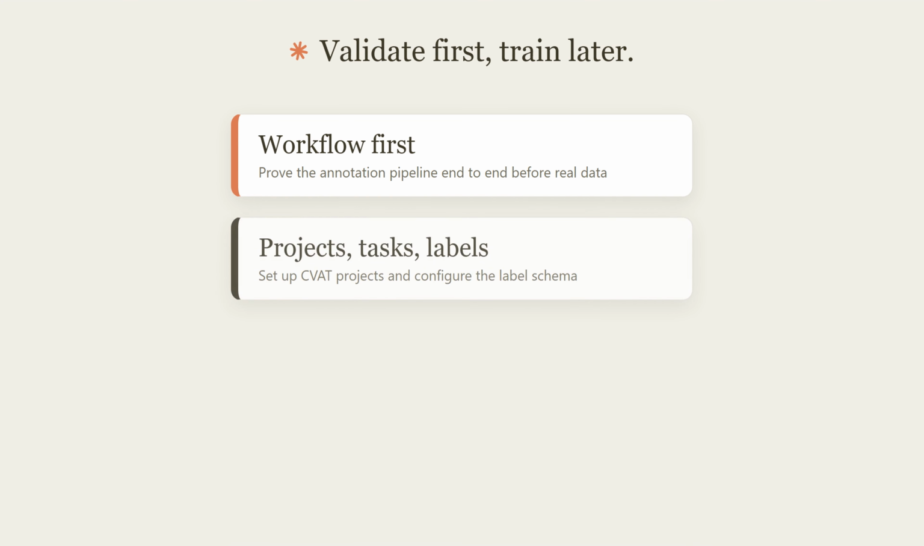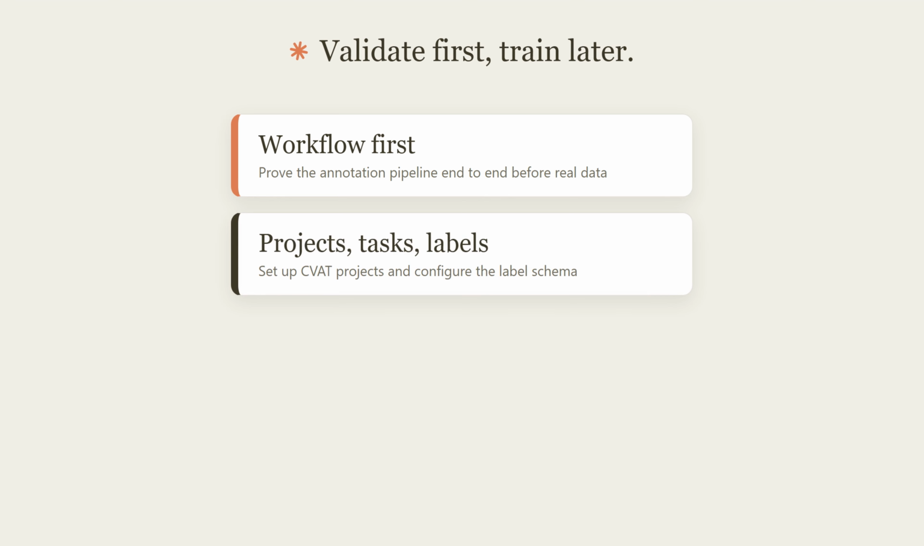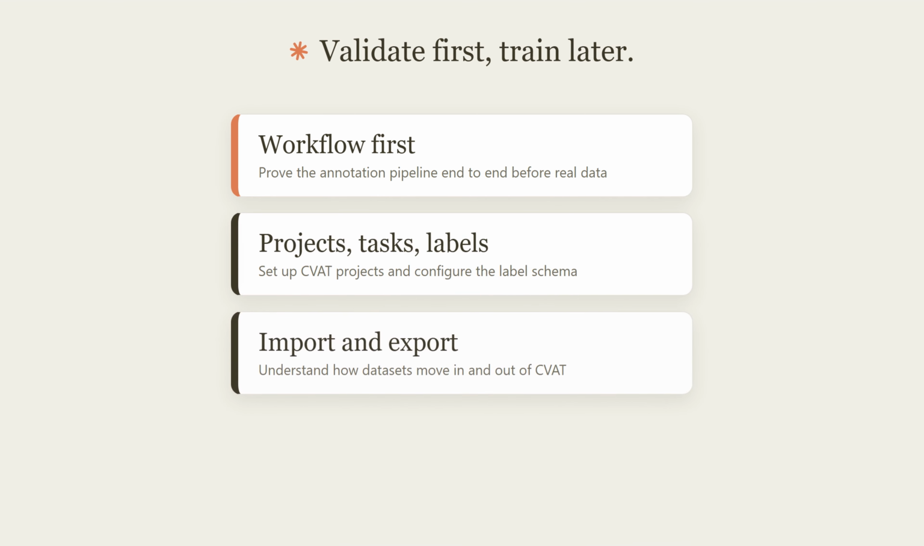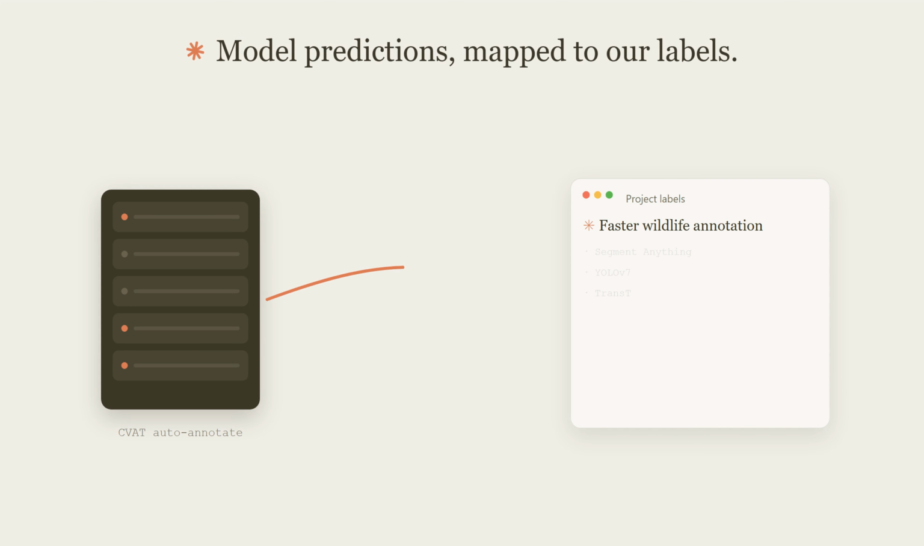That meant creating projects and tasks, configuring labels, and understanding how datasets are imported and exported in CVAT. I also explored the AI-assisted annotation models built into CVAT: Segment Anything, YOLOv7, and Trans-T. I tested automatic annotation with the built-in YOLOv7 model to see how its predictions map onto our own project labels and how a trained model could eventually speed up labeling.